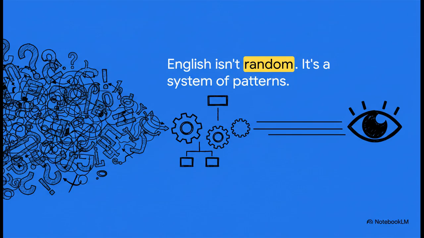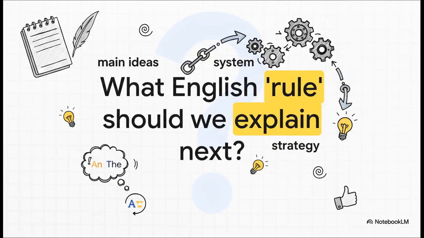Whether you're realizing that a single mountain is different from a mountain range, or that the main idea is usually at the start of a paragraph, once you start seeing the system behind it all, you can navigate it with so much more confidence. So now you have a system for articles and a strategy for finding the main idea.